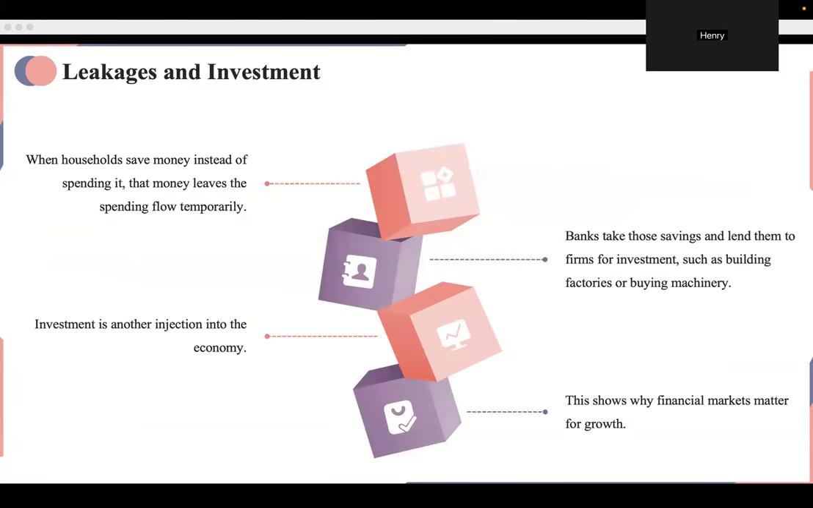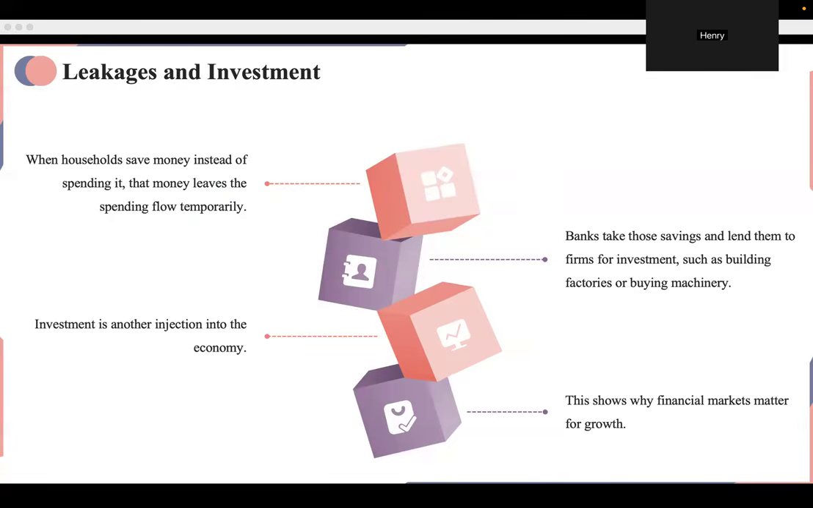Now, this introduces a key concept. The level of economic activity depends on the balance between leakages and injections. Leakages include taxes and savings, injections include government spending and investment. If leakages exceed injections, the flow of income shrinks. If injections exceed leakages, the economy expands. This is the fundamental idea in macroeconomics.